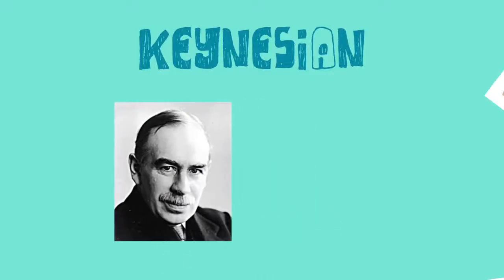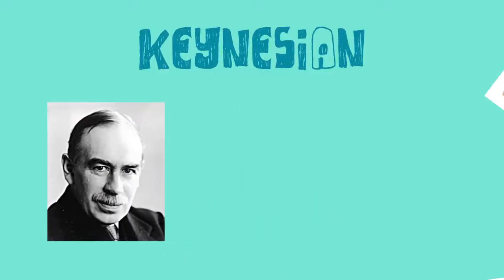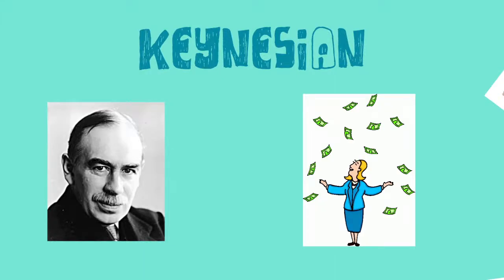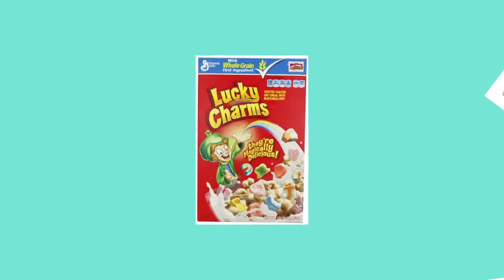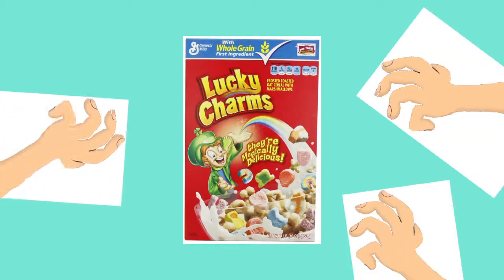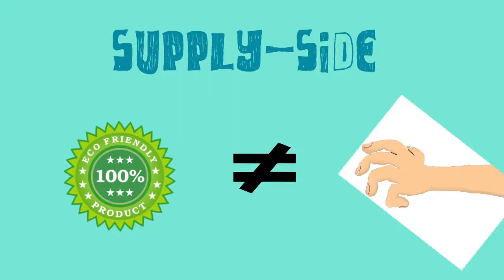Keynesian economics is used to encourage the demand of the people by selling what the people want. So what really happens is people sell Lucky Charms because the people want the Lucky Charms. But the opposite is supply side or free market, which is a way for people to sell what they have but not necessarily what the people want.